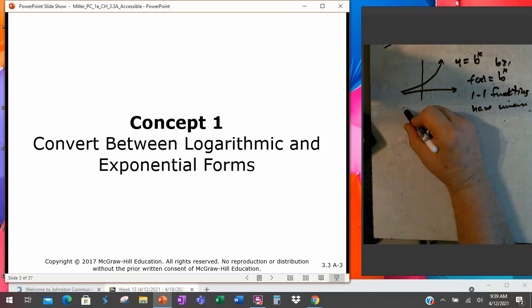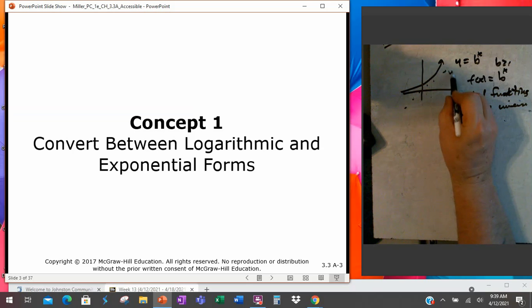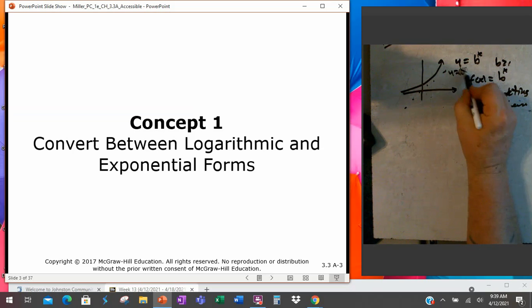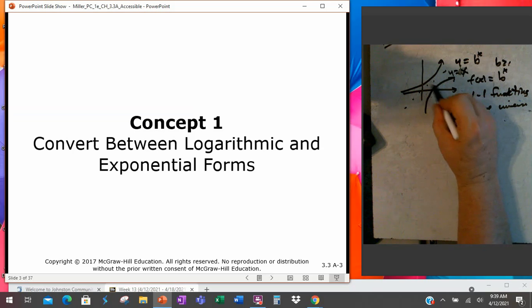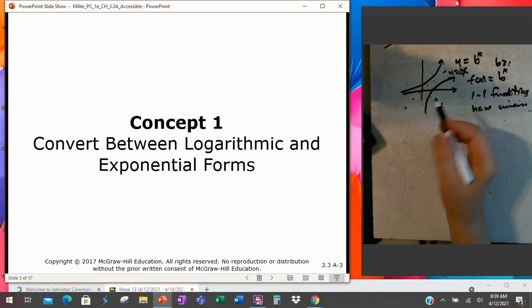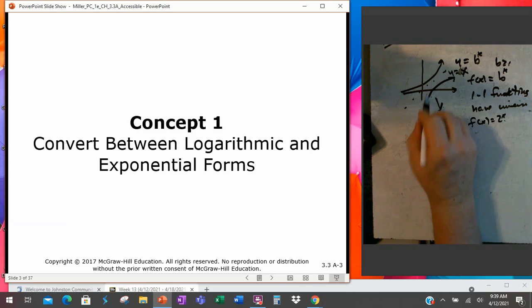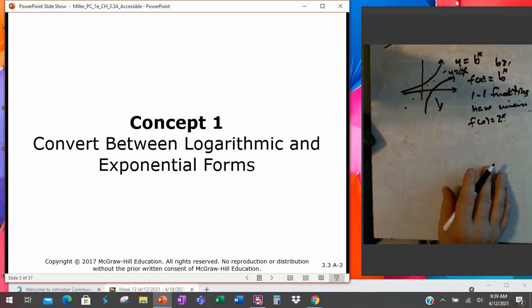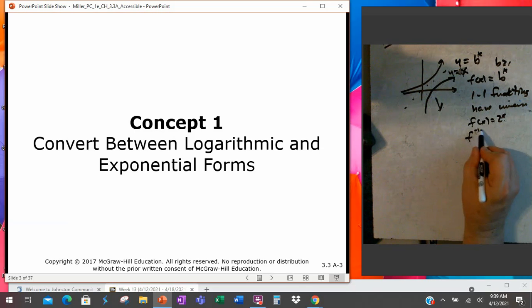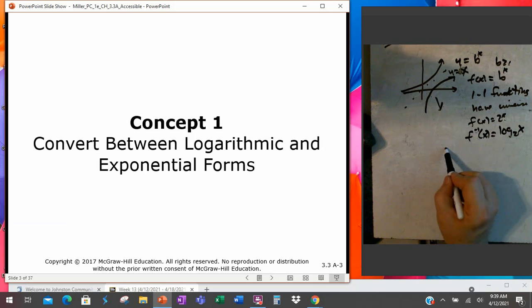Okay, so in order to graph it, I would do a nice little y equals x. And then this would be symmetric about that line. That's what this logarithmic function looks like. So if I have f of x equals 2 to the x, I have a corresponding inverse. What I would do is call f inverse of x log base 2. That's that particular inverse.